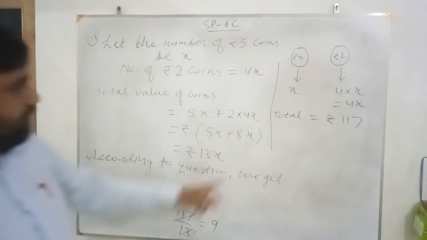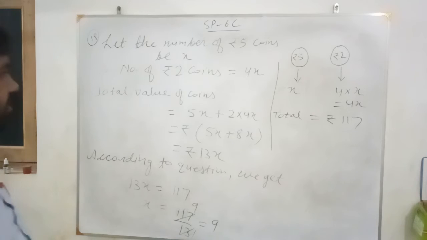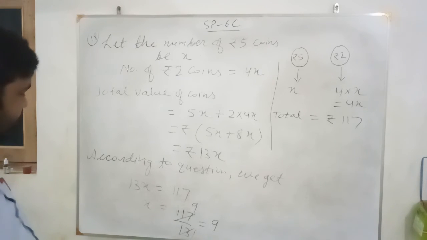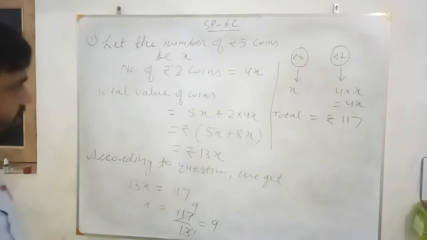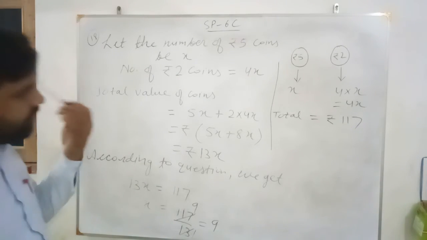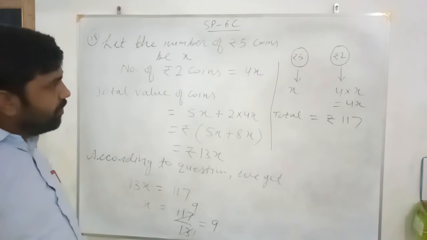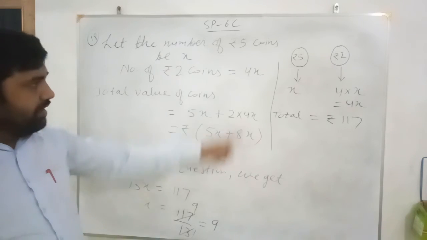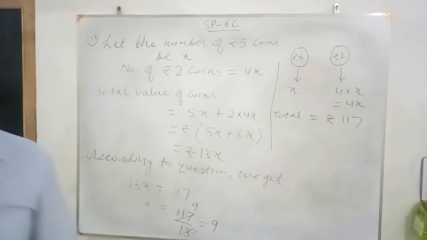So the number of 5 rupee coins is 9 and the number of 2 rupee coins is 4 into 9, that is 36. So there are 36 coins of rupees 2. After this you can write the answer: there are 36 coins of rupees 2 and 9 coins of rupees 5. Okay. So now we move to the next question.